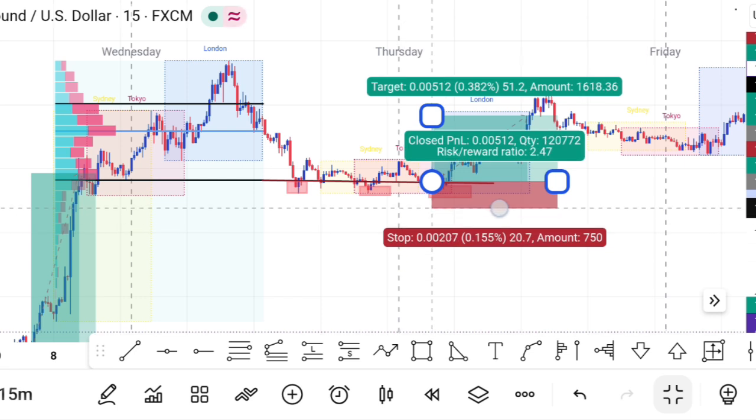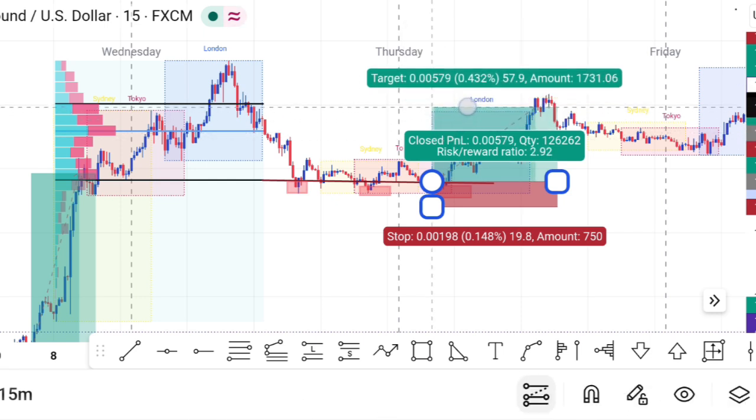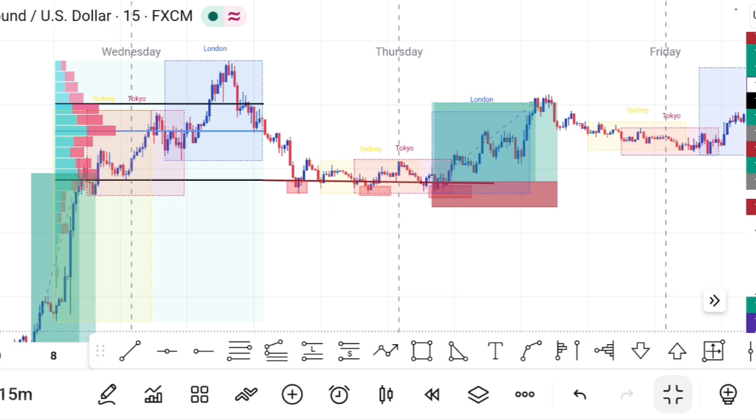I bought on the previous high or low, targeting my support zone. I don't wanna be greedy. Perfect, look at that, very beautiful.